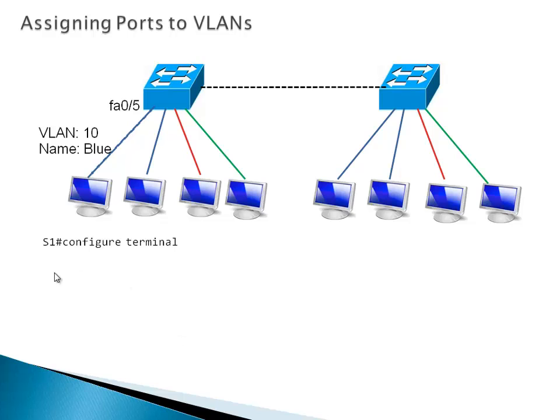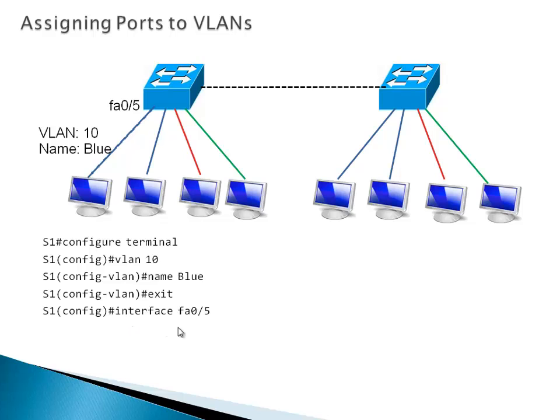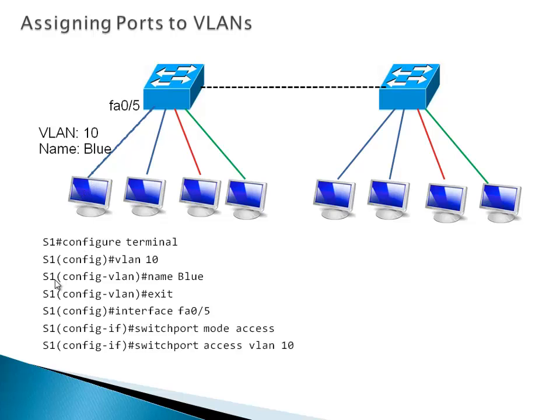So first thing is we go to the global configuration mode. We create VLAN 10. In VLAN 10, we name it blue. Then we exit and we go to the interface FA0/5. First thing we say switchport mode access, saying that this port is going to be an access port only. An end device is going to connect to it, not another switch. And then switchport access vlan 10, because we created VLAN 10 here.